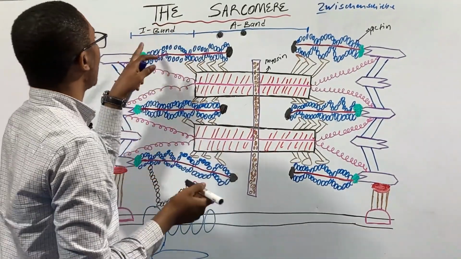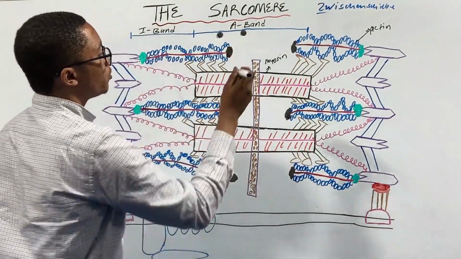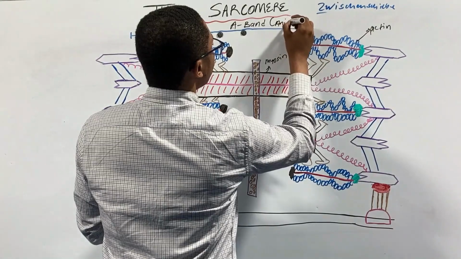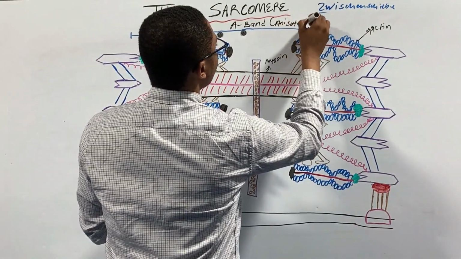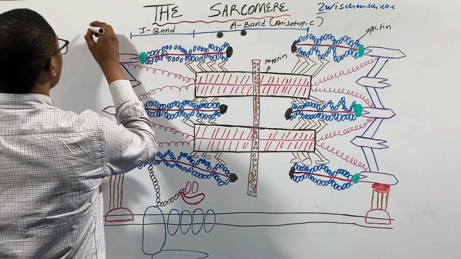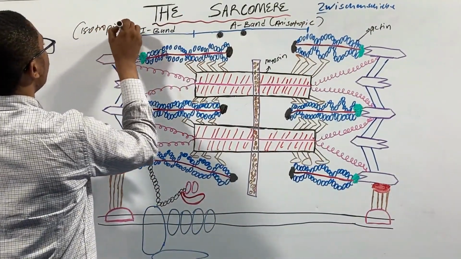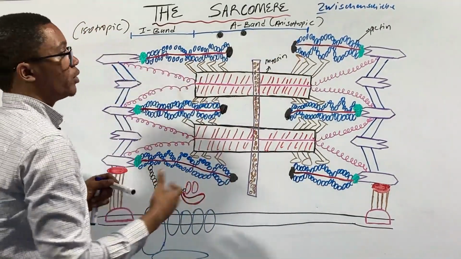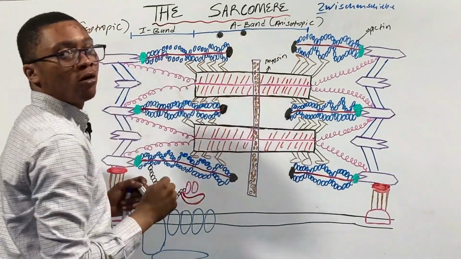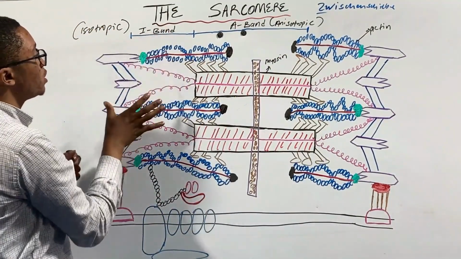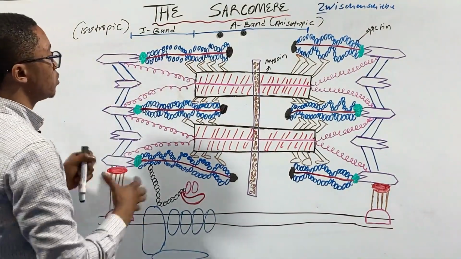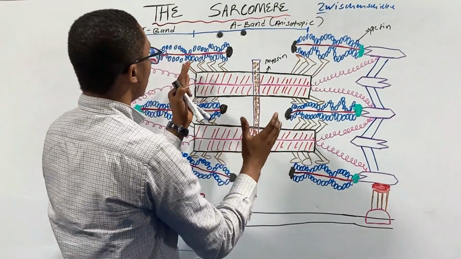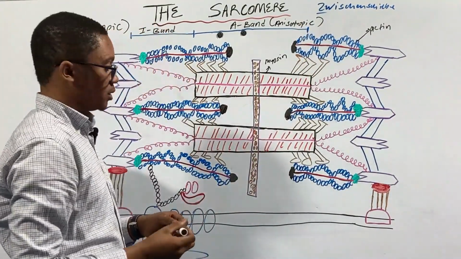I band, I for what? Isotropic. A for anisotropic. Let me indicate that now. The I here means isotropic, and A means anisotropic. Anisotropic is the dark portion of the sarcomere, while isotropic is the lighter portion. So from this side down to here is the I band, while from here down to this side is the A band.